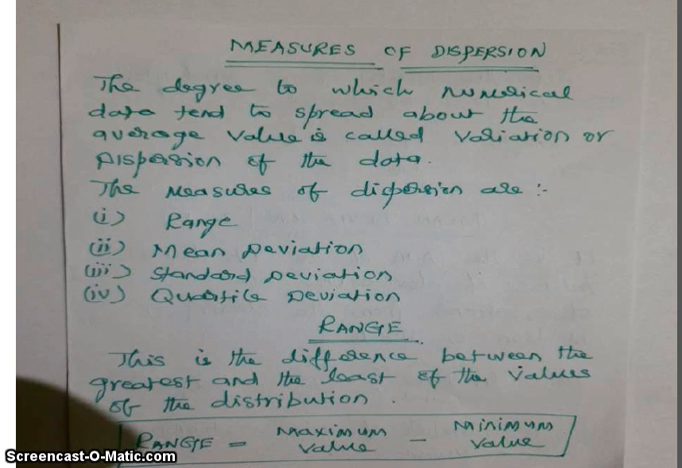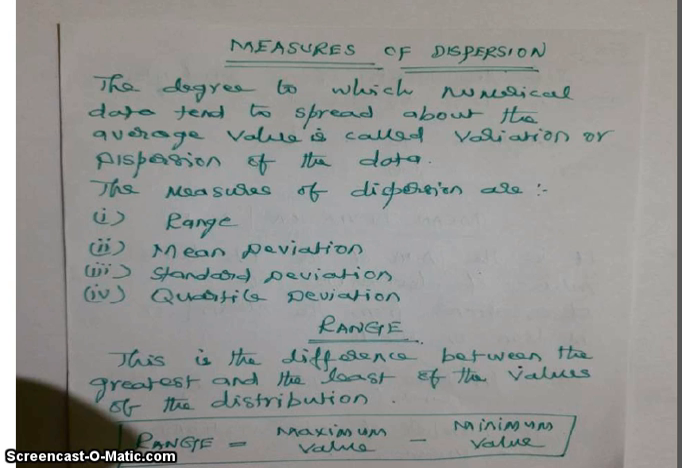This dispersion of data from this central value can be calculated using the following measures: range, mean deviation, standard deviation, and quartile deviation. Like we had mean, median, mode for measures of central tendency, here we have four measures for dispersion.